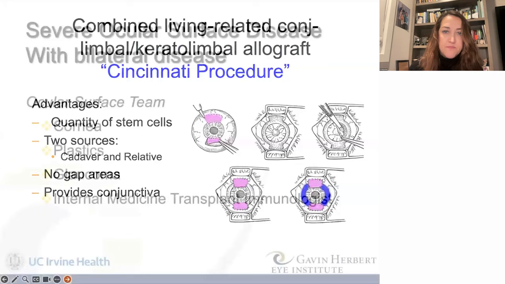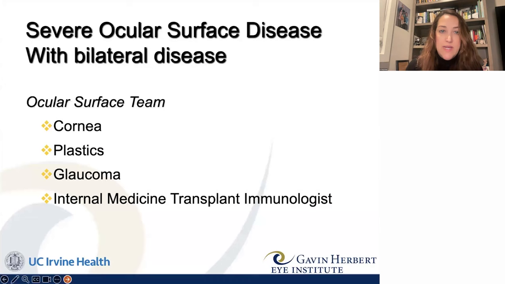This type of procedure in general really requires an ocular surface team. It's a team approach. There's the cornea surgeon, but often these patients' lids have involvement. There's ectropion, there's trichiasis, and lid irregularities from the cicatrizing disease, and those need to be addressed as well. Sometimes these patients have glaucoma, and certainly their glaucoma needs to be managed. And then because we put these patients on systemic immunosuppression, we also use an internal medicine transplant immunologist or a kidney transplant doctor who can help us manage the immunosuppression.